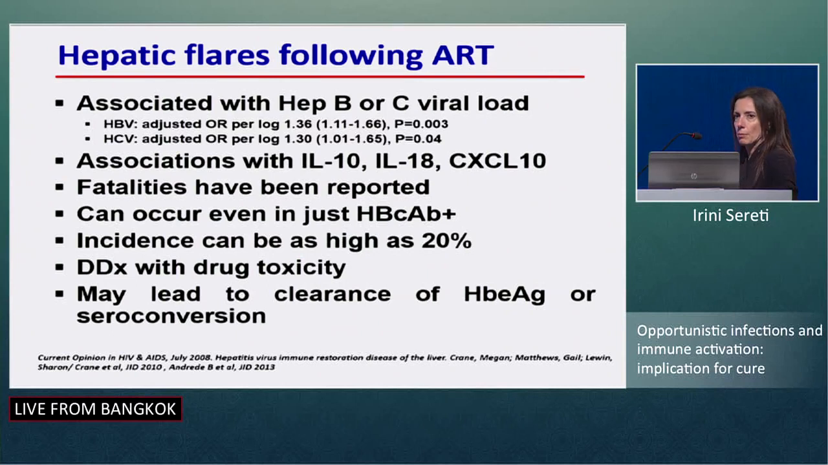There seem to be also some immunologic correlations with higher levels of interleukin 10, 18, and CXCL10. Fatalities actually have been reported from hepatic failure. It can occur in patients who are even just hepatitis B, C antibody positive. The incidence can be as high as 20%. Really, it's a very tricky diagnosis because of the differential diagnosis with drug toxicity. But it does not affect clearance, and if anything, in some cases, it may increase clearance. And in his case, he did convert to E negative.